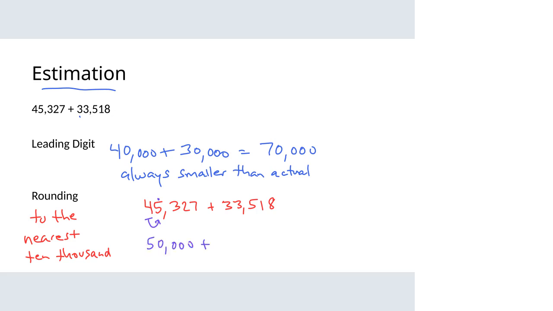Do the same thing in the other number. We find the 10,000th place. We look one space to the right. Since that number is 4 or lower, we round this down to 30,000. 50,000 and 30,000 makes 80,000, and that's our estimate. And we did that using rounding. Rounding is going to be more accurate than leading digit in most cases, because 45,327 is closer to 50 than it was to 40.